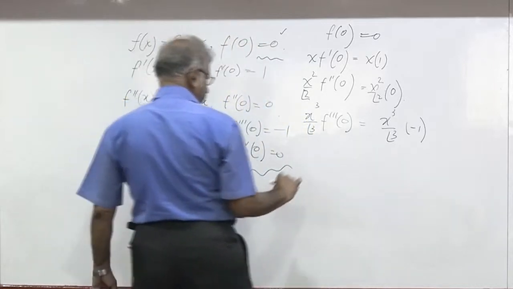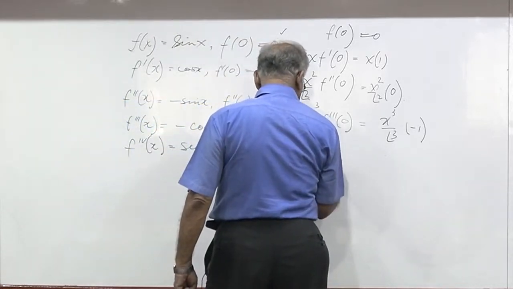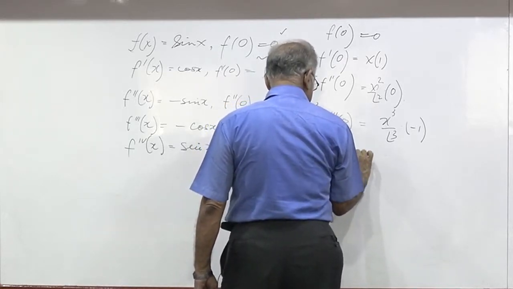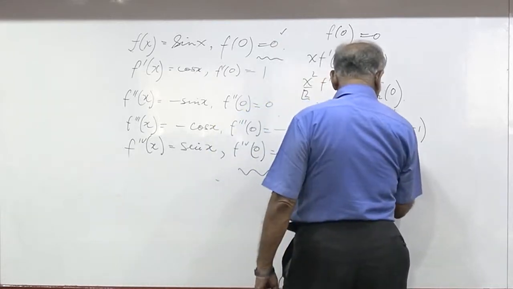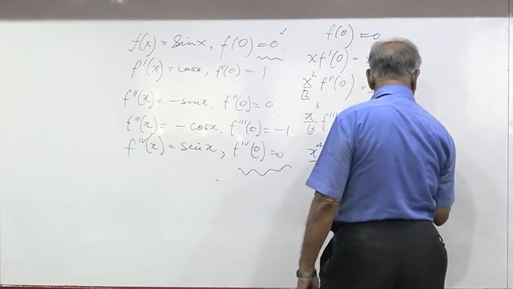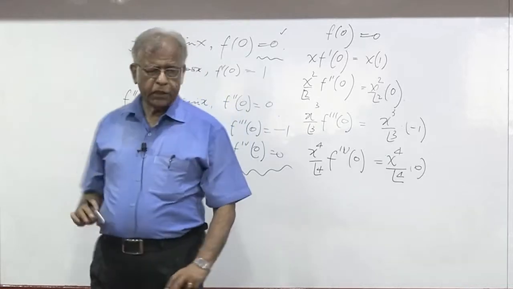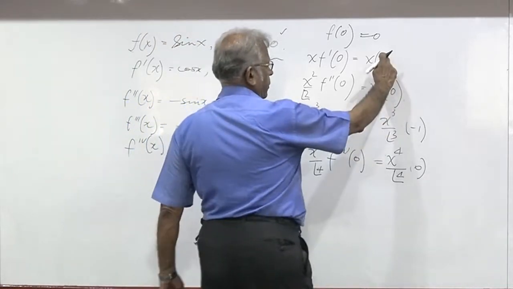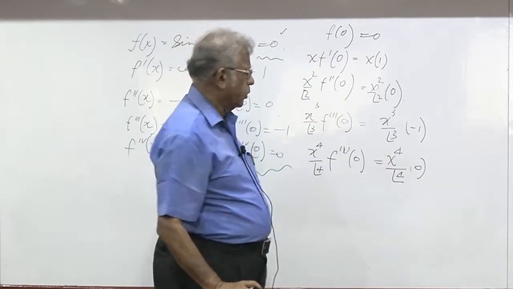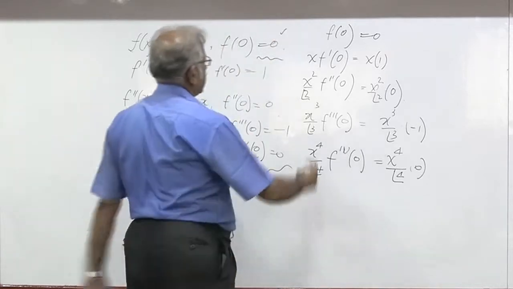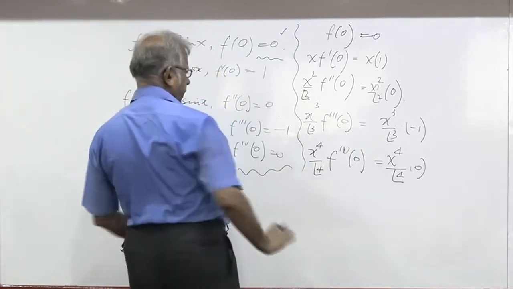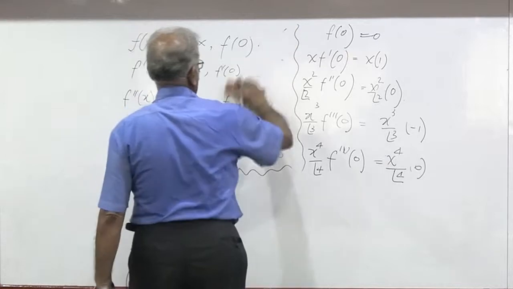Get to the fourth term. x to the power of 4 by factorial 4, and the fourth derivative at the origin is 0, so it is x to the power of 4 by factorial 4 into 0. That is how it goes. Alternately, we get 1, 0, minus 1, 0. Again, the next cycle will be 1, 0, minus 1, 0. So these are the various terms of the Maclaurin series. On the right of this, we will put down the series on the left and see what the series looks like.